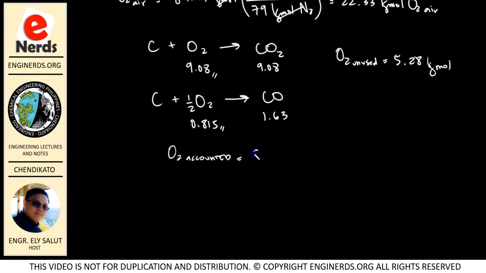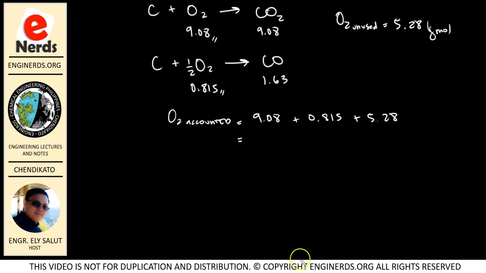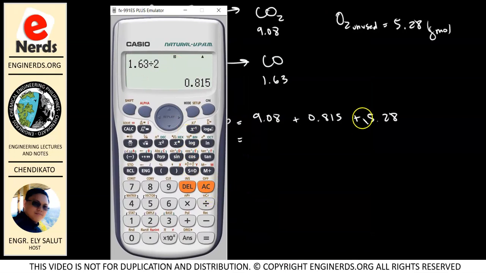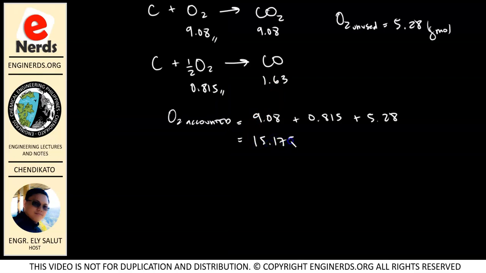So, how much O2 accounted? O2 accounted is equal to 9.08 plus 0.815 plus 5.28 kilogram mole. Okay, let us use our calculator again. So, we have 0.815 plus 9.08 plus 5.28. Okay? So, we have 15.175 kilogram mole. So, how much O2 unaccounted?